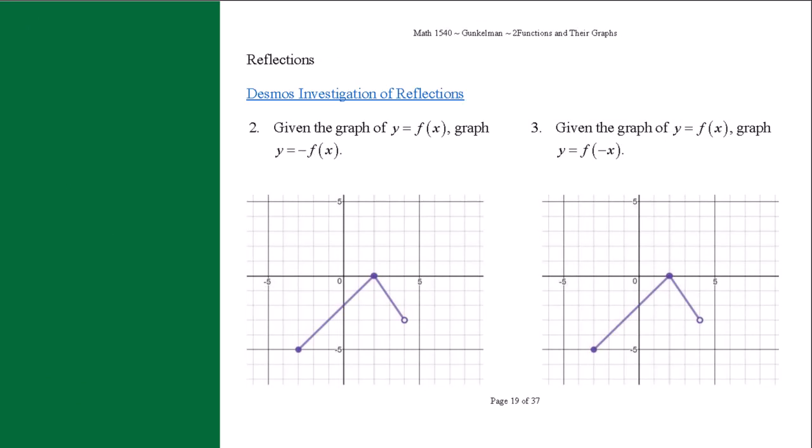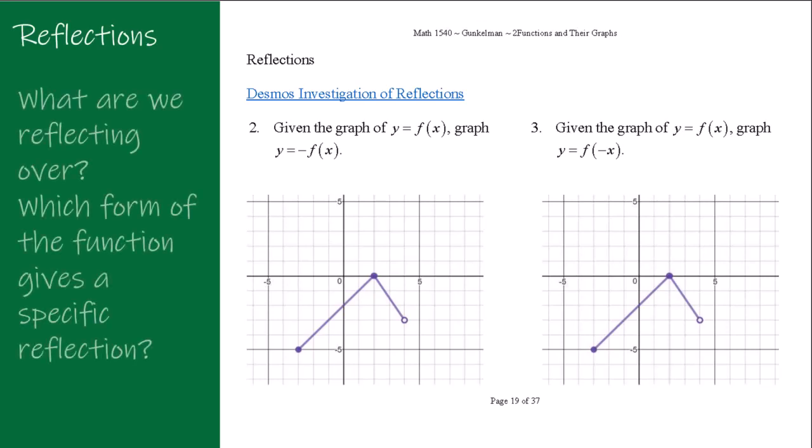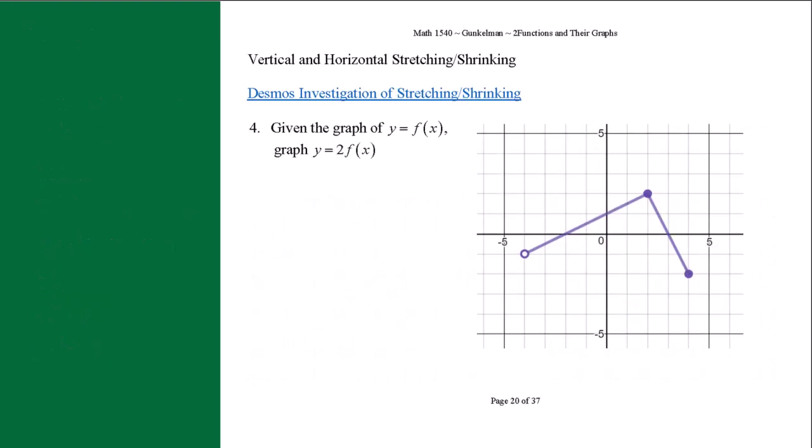On the next page, I've got some reflections, right? It's saying that we're going to be looking at reflections. And so you might be wondering, what are we reflecting over? Is there a specific line? Maybe it's the axis. And which form of the function gives a specific reflection? So you can see again from my examples 2 and 3, I have a negative on the outside of the function, and I also have one in the argument of the function. So that's probably going to be a difference for us as we look at these.